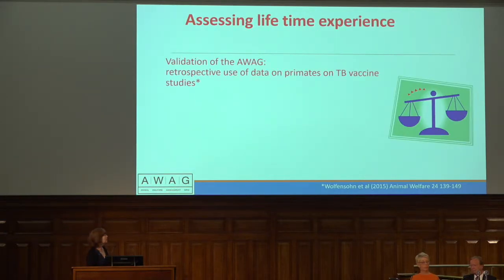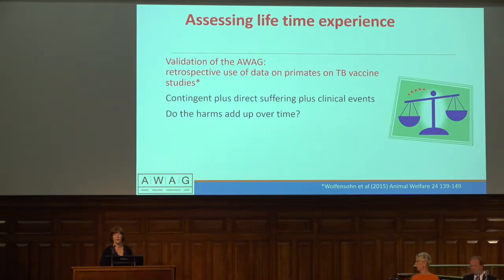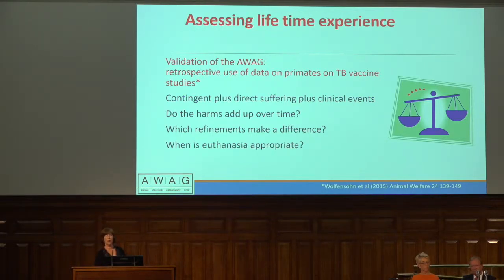So assessing lifetime experience, we validated the AWAG by looking at data on primates using TB vaccine studies. So it looked at the suffering of the animal due to the experiments plus any clinical events and their housing and husbandry, thinking about whether these harms added up over time, and in order to identify which refinements to their housing and husbandry and experimental techniques actually made a difference to welfare, because so much of this can be, yes, I put this enrichment in. Well, that's not really enrichment. What really makes a difference? And also to decide when is euthanasia appropriate. And then we can look at the harm-benefit justification for that animal's use and say, does it still apply? Because we're actually getting a measurement.